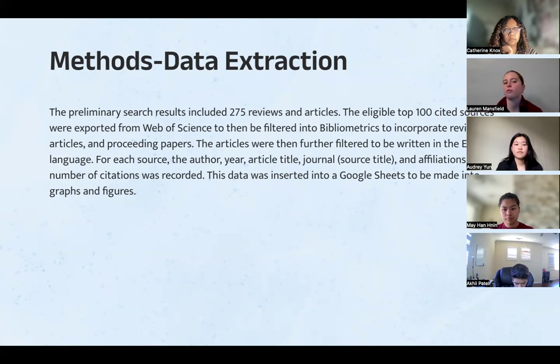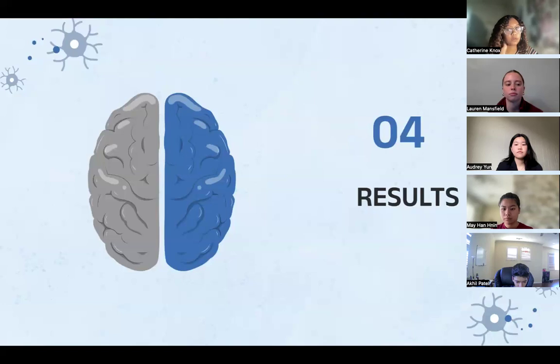And then, as said before, for each source, the author, year, article title, journal, and affiliations, as well as the number of citations was recorded. And this data was then inserted into a Google Sheets to be made into graphs and figures. So now we're getting into our results section.